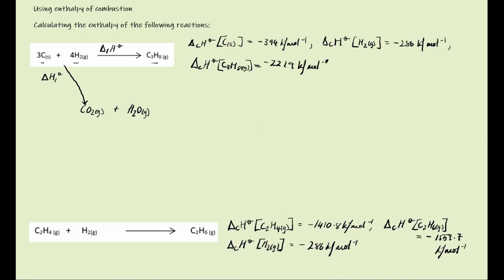You can do the same for the right hand side. That delta H2 is representative of the enthalpy of combustion of propane. Now let's go back and have a look at the balancing. So I need 3 carbons, so that's 3 carbon dioxides, and I need 4 lots of H2, so 8 hydrogens, so I need 4 lots of water.